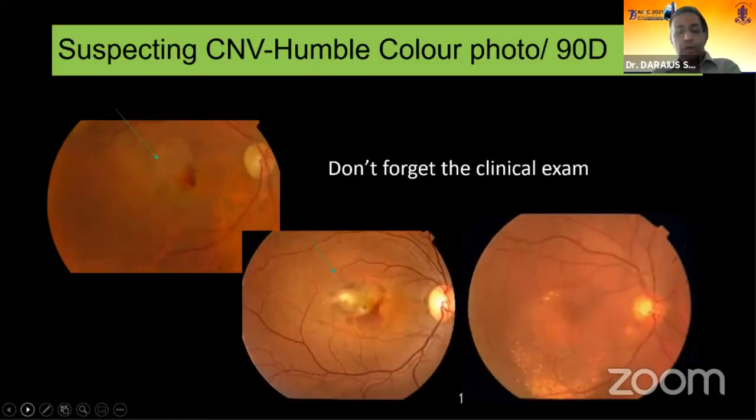So I think the first important thing is that we should not forget the importance of a clinical examination. So the humble color photo or the 90D gives us a lot of clues to the disease entity. And I'll be discussing this further, but this is something which we must look at as soon as the patient comes into our clinic.